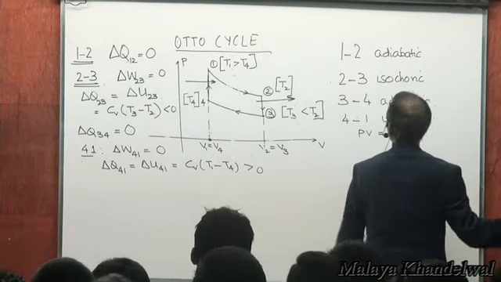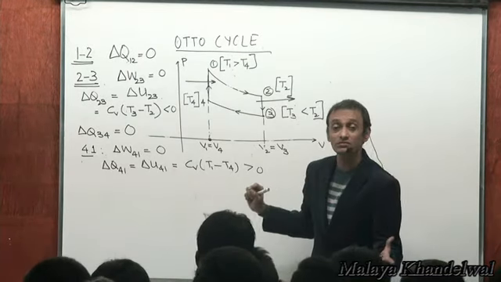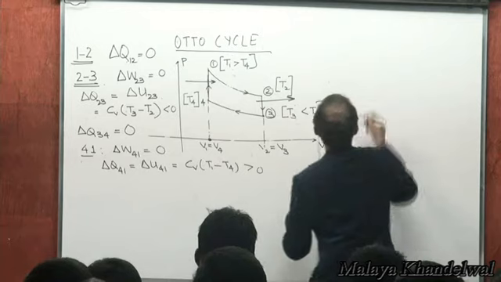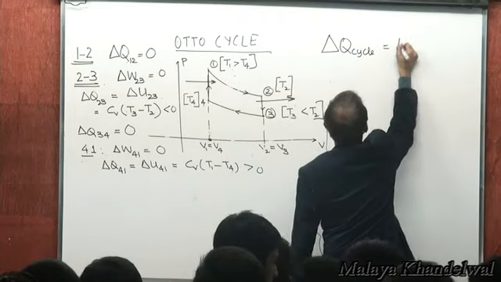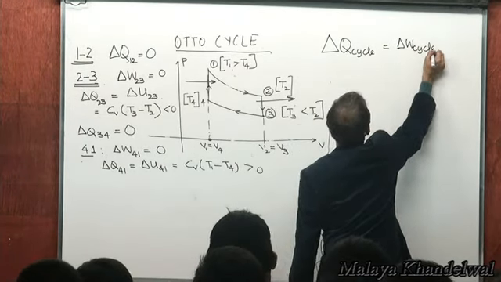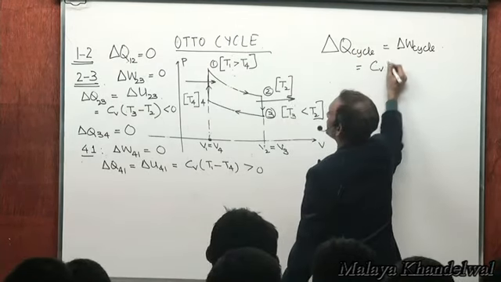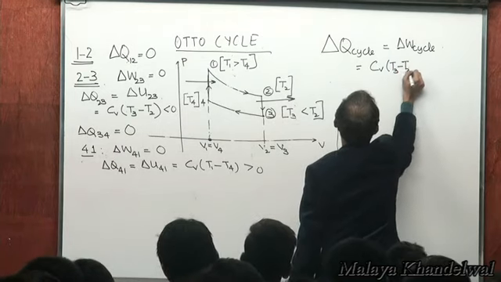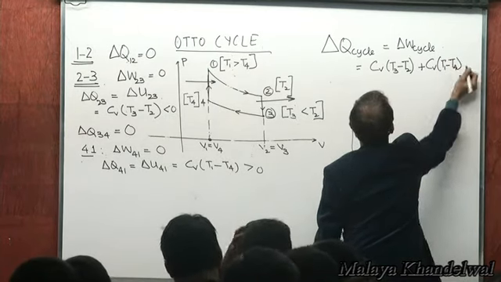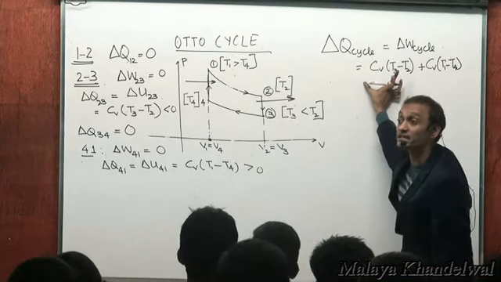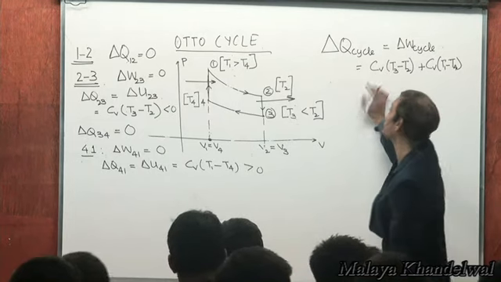Yes, sir. Right. So the work output of the cycle would be the algebraic sum of these delta Qs, right? The delta Q for the cycle is the work output of the cycle, which is this CV into T3 minus T2 plus CV into T1 minus T4. This is positive, this is negative, this is their algebraic sum. That gives me the mechanical work output of the cycle, right?